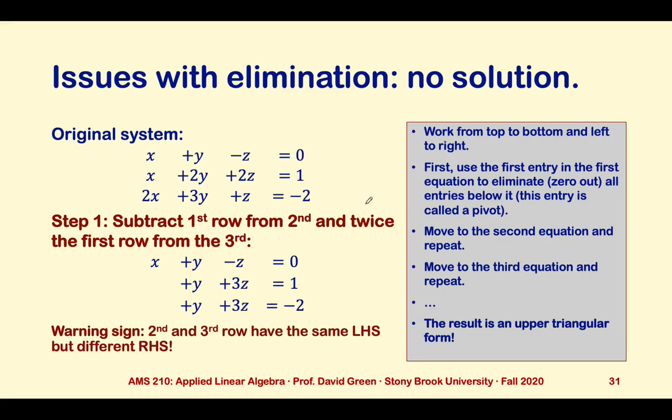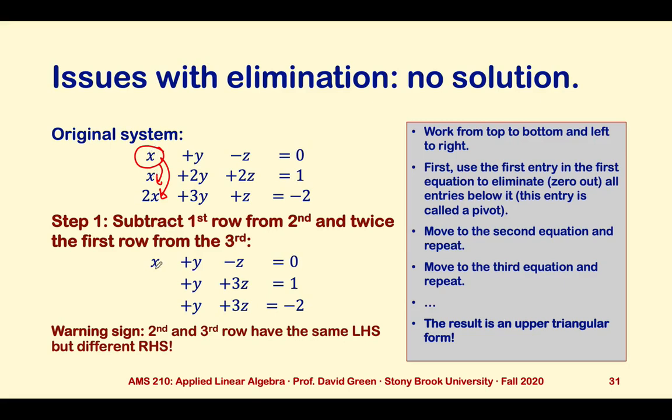So let's take another system, and we're going to work through it in exactly the same way. Top to bottom, left to right. Focus on the first variable of the first equation and use this as a pivot to eliminate downward. Subtract the first row from the second and twice the first row from the third. These have the same coefficients as the last system, so the first step is the same.